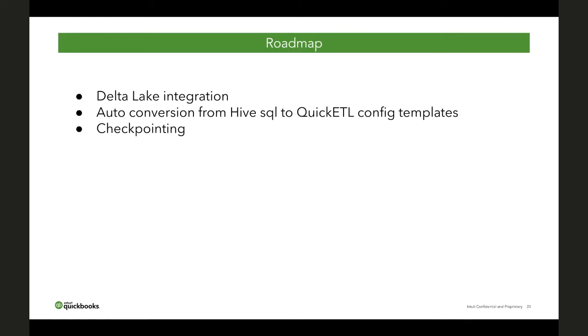So let's assume that most of your workloads are in Hive. How can I onboard into this config based approach, right? Once you provide any Hive SQL or Spark SQL, we are coming up with a feature which automatically converts it into these configs. Once the configs are converted, you can use all the features like instrumentation, environments, etc., unit testing all together.